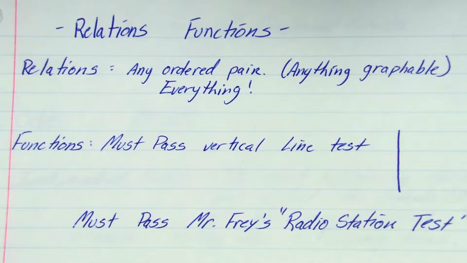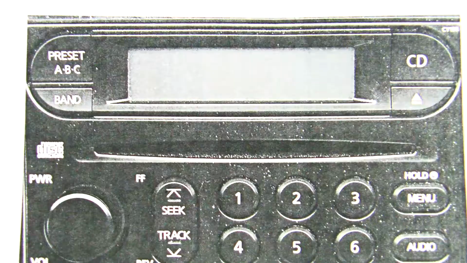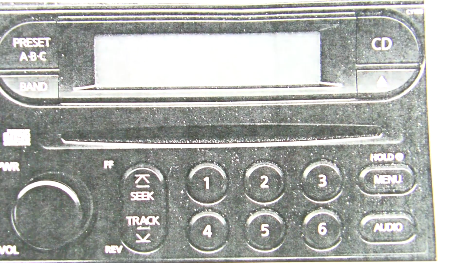If it intersects the line at more than one point, it fails the vertical line test and therefore is not a function. Now, it also must pass Mr. Fry's radio station test. Now, this is a Mr. Fry original. As far as I know, I'm the first one to ever come up with this. If I am not, I apologize, but I thought of it on my own. Now, what do I mean by radio station test? Well, here, I downloaded a picture of a car radio for you to reference. Hopefully everybody in the world has seen a car radio before and understands how they work.